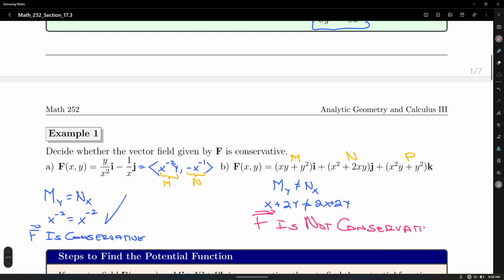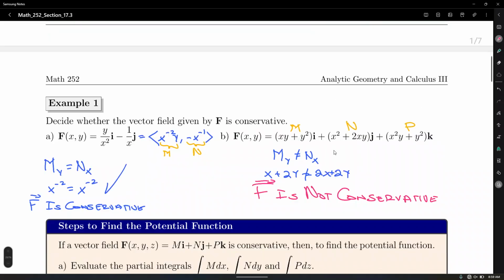F is not conservative. Okay, what does that mean? Well, actually I'm going to outline the steps to find that potential function, while in this case, this vector field is not conservative. That means this vector field is no scalar function's gradient. So it's just a vector field. It's just a set of streamlines. That's all it is. But it's not conservative. It's not one of those special vector fields that are conservative. Okay, what do we do?